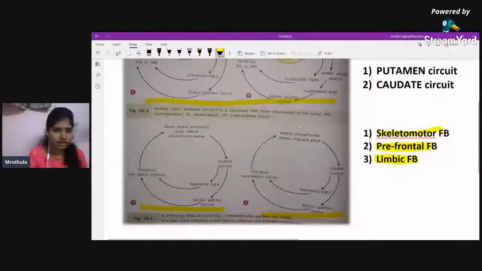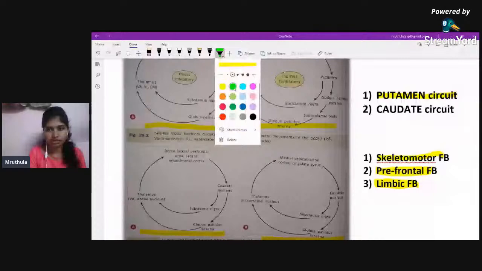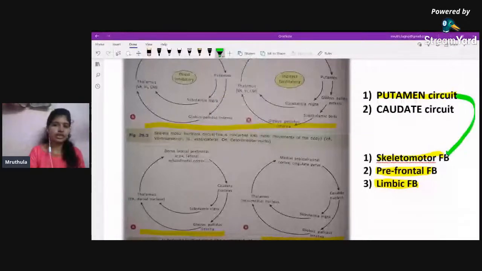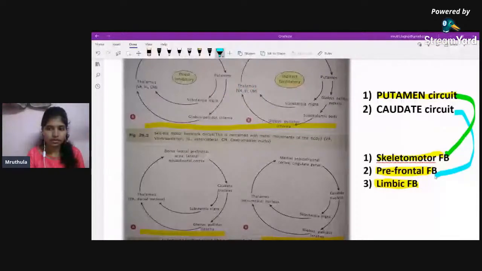So if such a question is asked, you can write this. What are the three feedback circuits in the basal ganglia? Skeletomotor, prefrontal, and limbic. Now there's another name for these circuits also. The other name is putamen circuit. What is a putamen circuit? It is nothing but a circuit which involves putamen in it. So which circuit involves putamen? The skeletomotor circuit involves the putamen. So this is the putamen circuit. Then caudate circuit. So caudate nucleus is present in both the prefrontal and the limbic feedback circuits. So both of them are regarded as the caudate circuits, right?